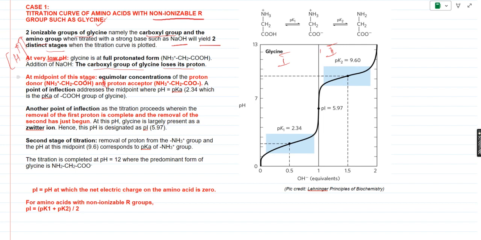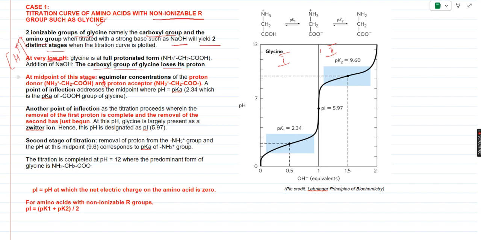This is a very logical question you might have in mind: why is only COOH losing its proton if NH3 plus is already having a positive charge? That's the case because the COOH group in this glycine amino acid is going to have a lower pKa or higher Ka. I would say it has a greater acidic strength, and hence it loses its proton easily.